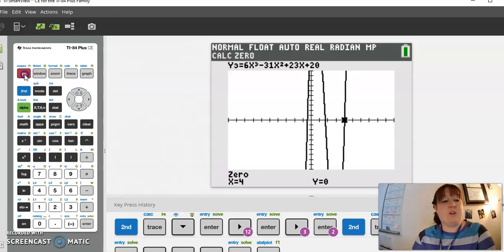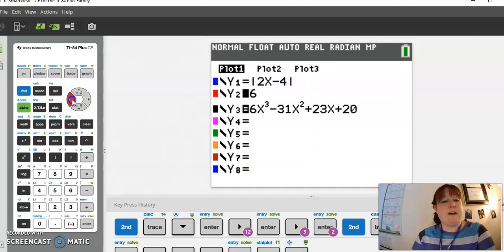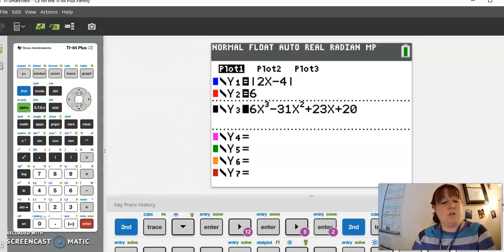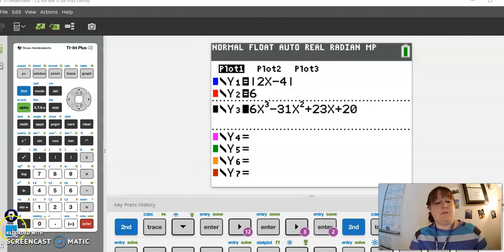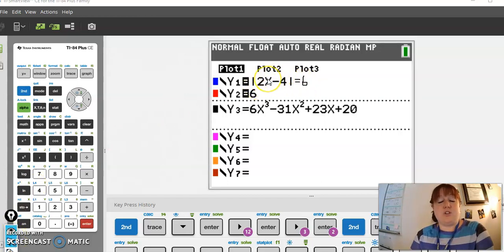Now, sometimes we're going to have an equation that looks like this. You're going to have the absolute value of 2x minus 4 equals 6. So I wrote it on there. Imagine you have that equation on your paper, and you want to solve it. You may already know how to do that with algebra, but there's a way to do it in your calculator because there are some of these that are just too complicated to solve.